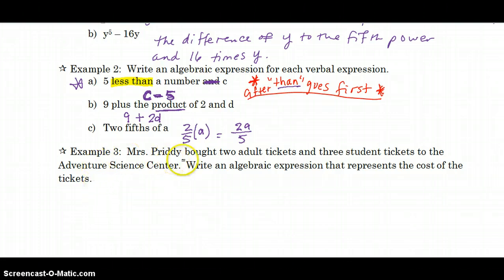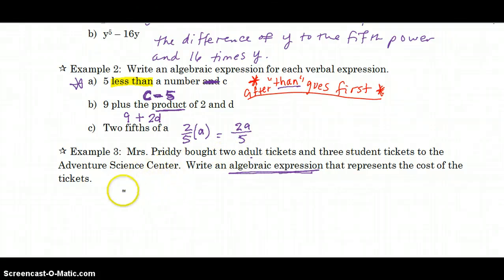Alright, Mrs. Pretty bought 2 adult tickets and 3 student tickets to the Adventure Science Center. Write an algebraic expression that would represent the cost of all the tickets. It's an expression, so we're not going to actually solve anything. We're just setting the problem up. She bought 2 adult tickets.